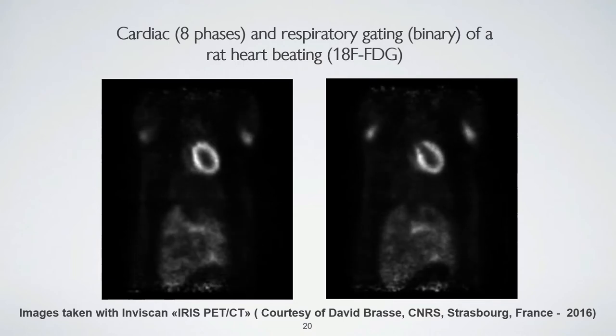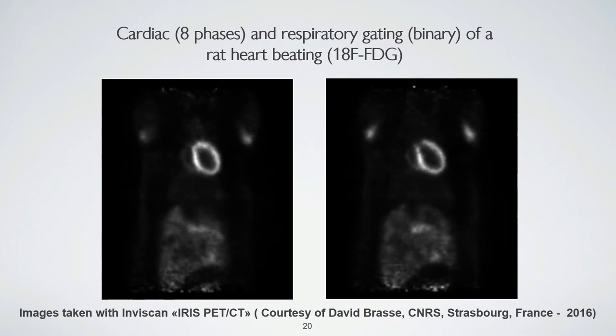But let's say what is the beauty of the thing. The beauty of the thing is that it is functional, also moving. This is a rat, and this is the heart of the rat, which is about 2 centimeters in diameter. And you see that the heart of the rat is beating. This is done with a PET that we have built. We have built a lot of PET for small animals. And it would be nice to see also where the lungs are.